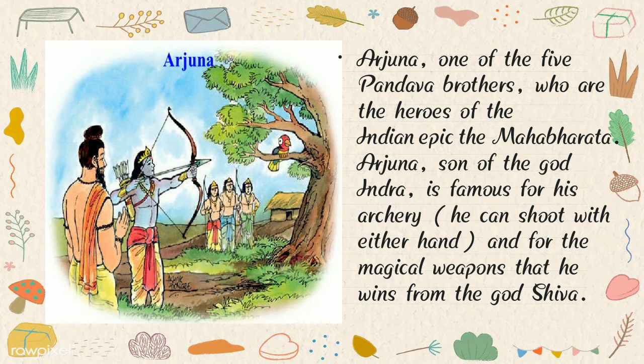Arjuna is one of the five Pandava brothers. Here also we can find a photograph of Arjuna. The five Pandava brothers are the heroes of the Indian epic, the Mahabharata. Arjuna is the son of the god Indra and is famous for his archery and for the magical weapons that he wins from the god Shiva. So children, you all understand about Arjuna.